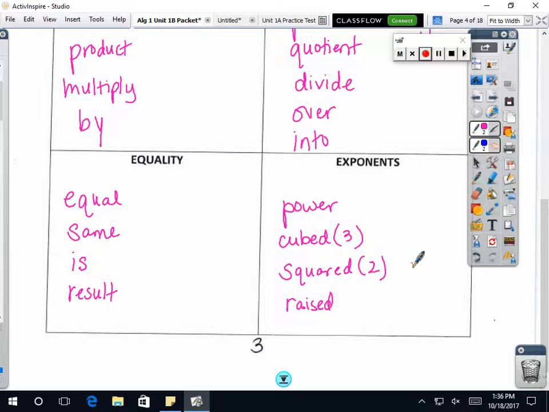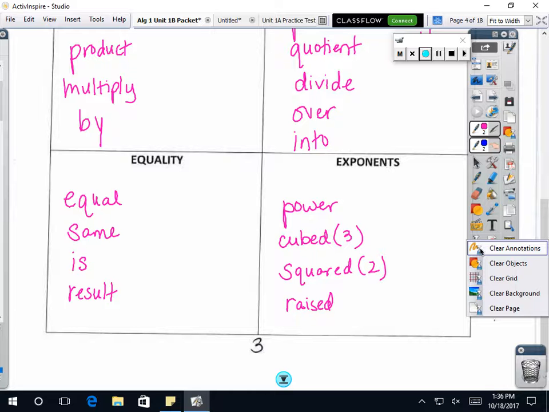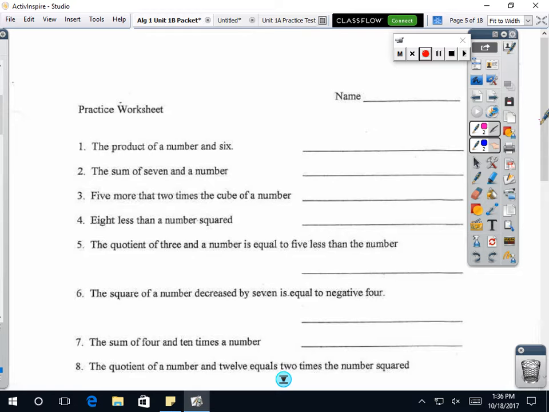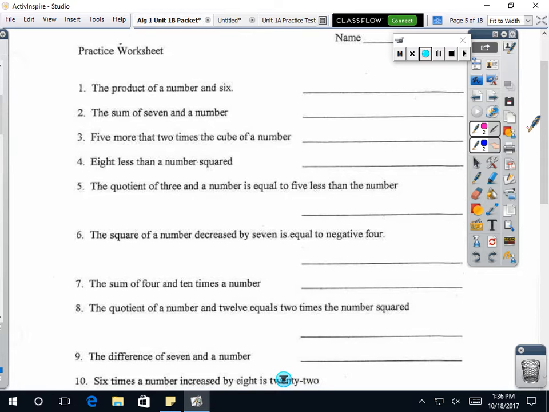Okay, now go to page 4 and we're going to try some of these. Yeah, page 4. It gets a little tricky, but it's not hard. Okay, you need to pay attention. The product of a number and 6. The first thing you need to figure out is what operation are they talking about? What does product mean? Now, for number, anytime you see the word number, we're going to use the variable X today.